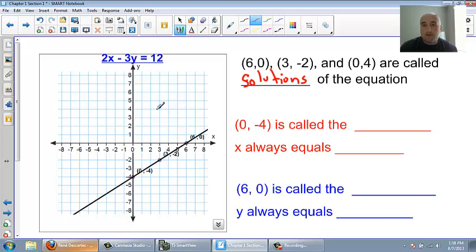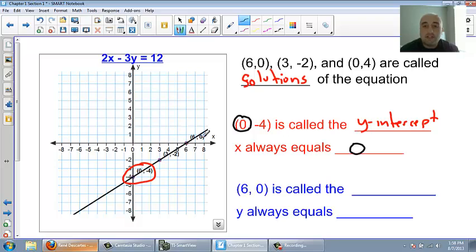These next 2 points are very important. We're going to start down here with this one, (0, -4). (0, -4) is called the y-intercept. And if you notice, the x value of the y-intercept is always 0. Very important. The y-intercept always has an x value of 0. So put a big 0 here. X is always equal to 0.